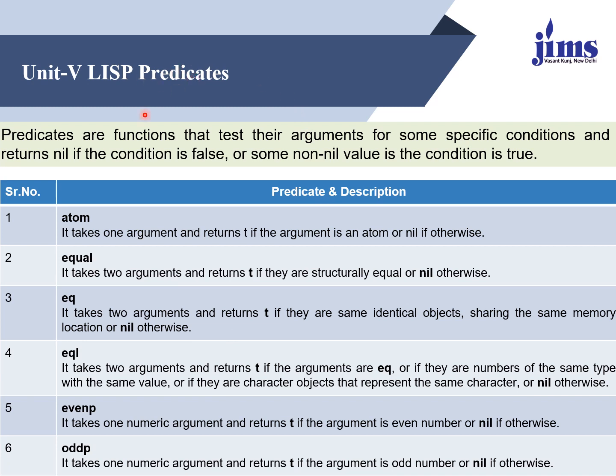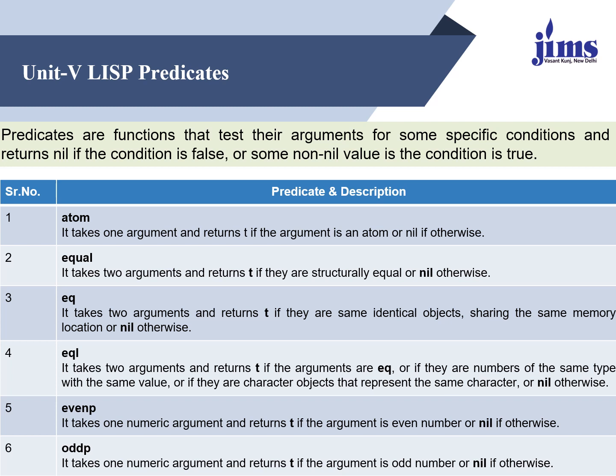about various predicates. Predicates are basically some functions that test their arguments for some specific conditions and return nil if the condition is false, or some non-nil value if the condition is true. These are basically used whenever we are writing some program and checking some conditions, or while doing iteration we need to check certain conditions, and if the condition is true we have to repeat certain set of statements. So here one by one we'll see all the predicates.